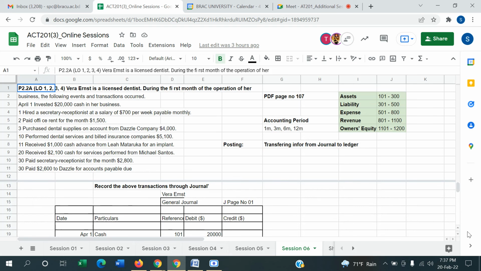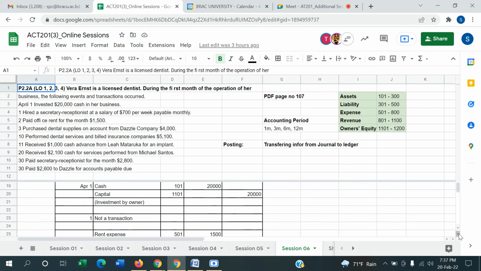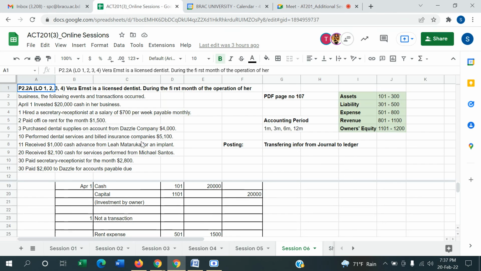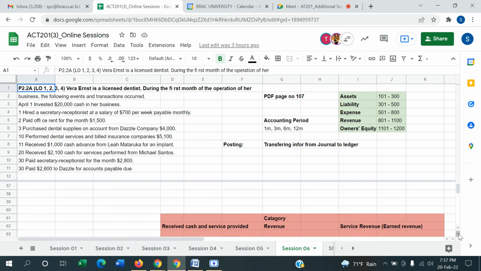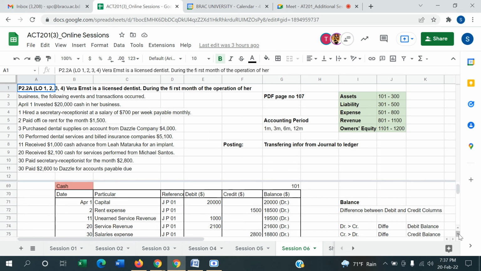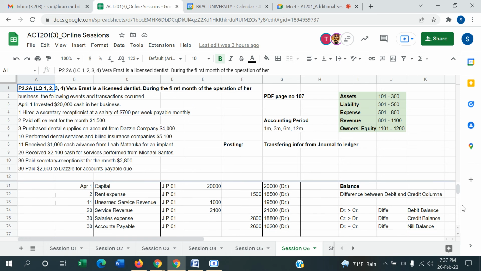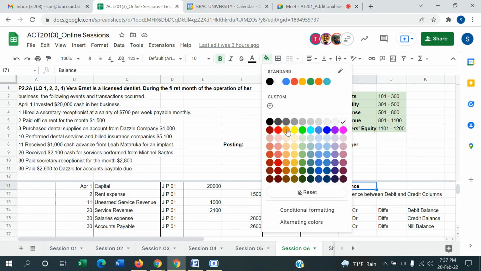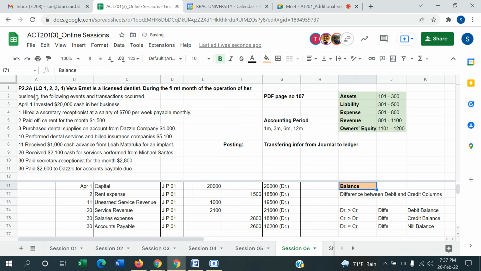So this is what we have done. We did the journals, and these are the journals. We have followed an example. Then after doing the journals, we transfer it to the ledgers. Transferring journal to ledger is called what? Posting. Yes, we post information from journal to ledger.